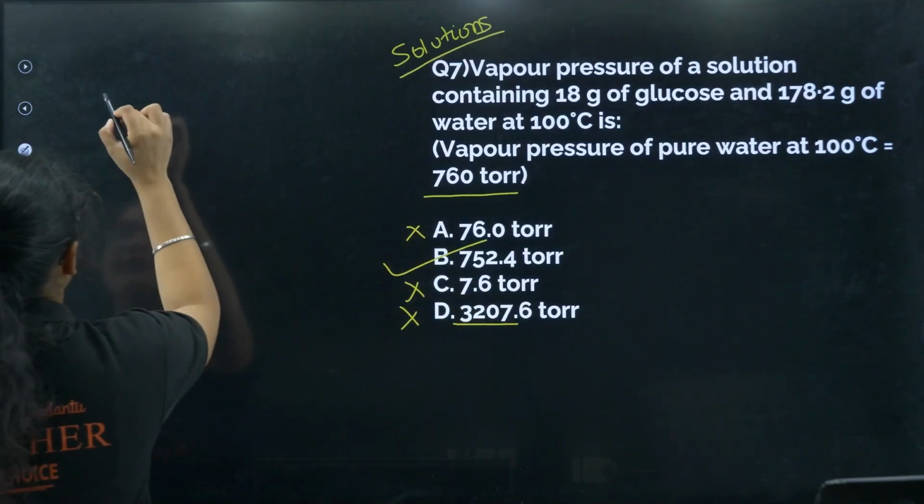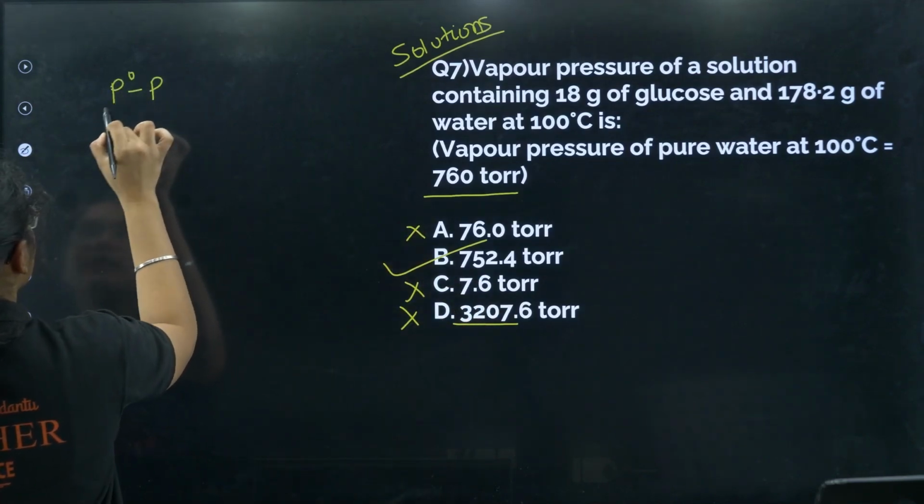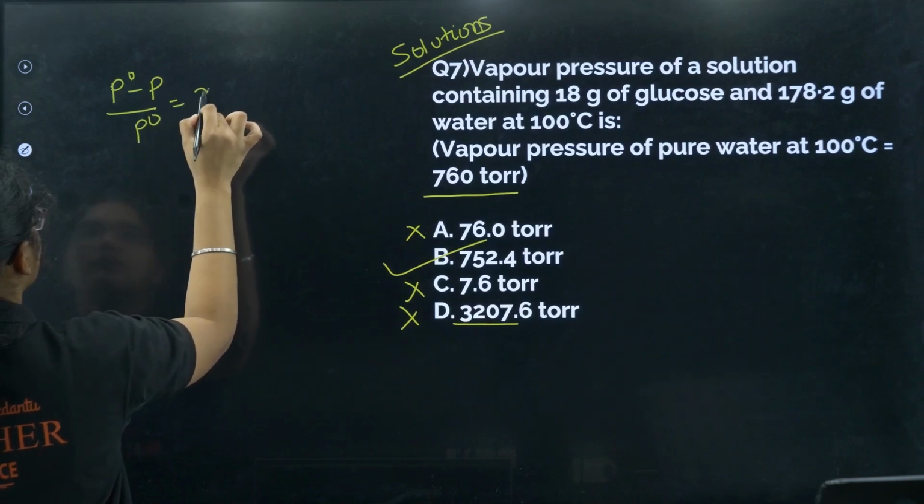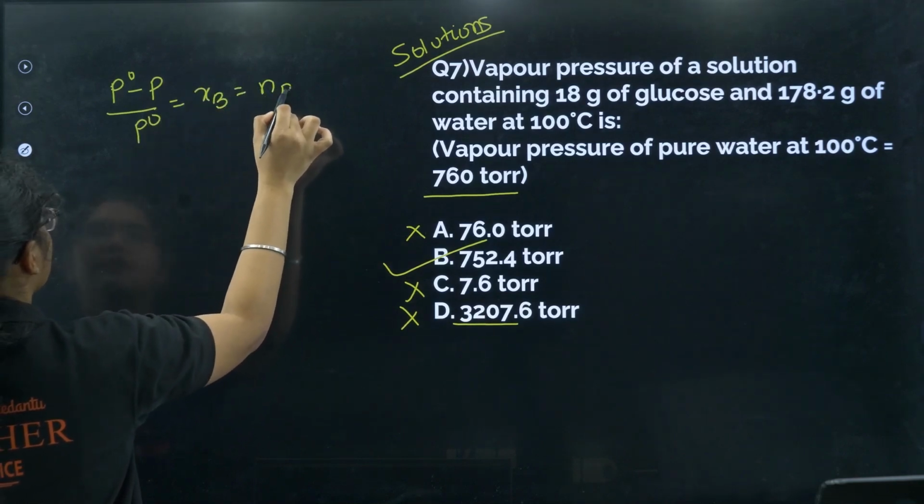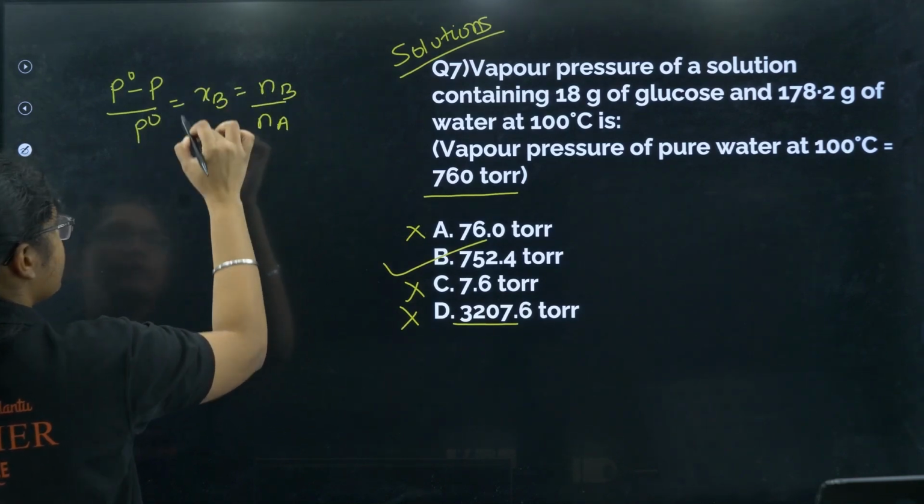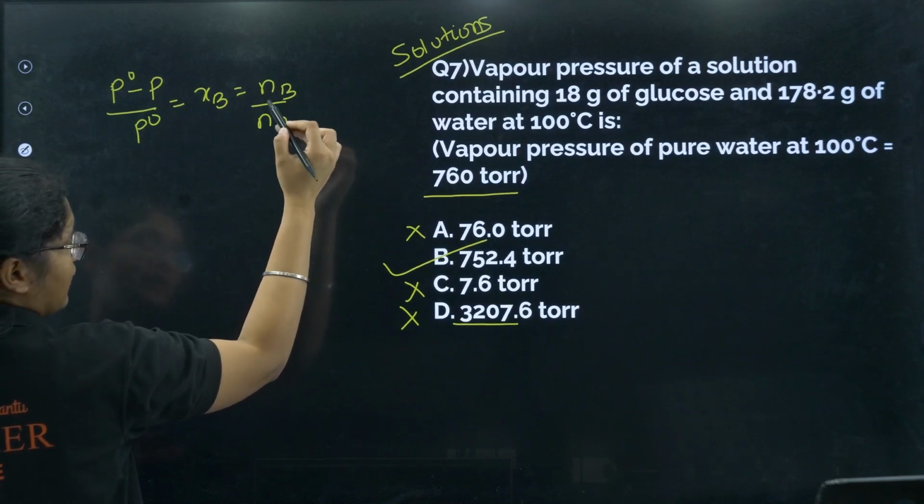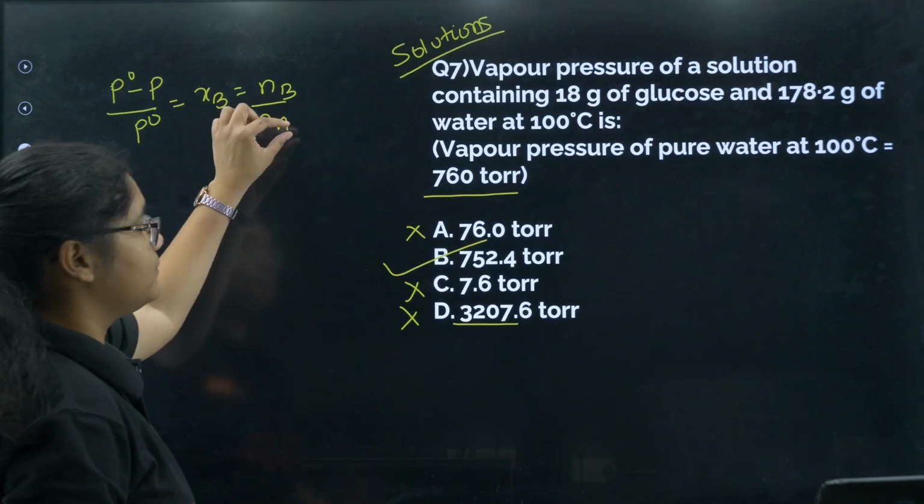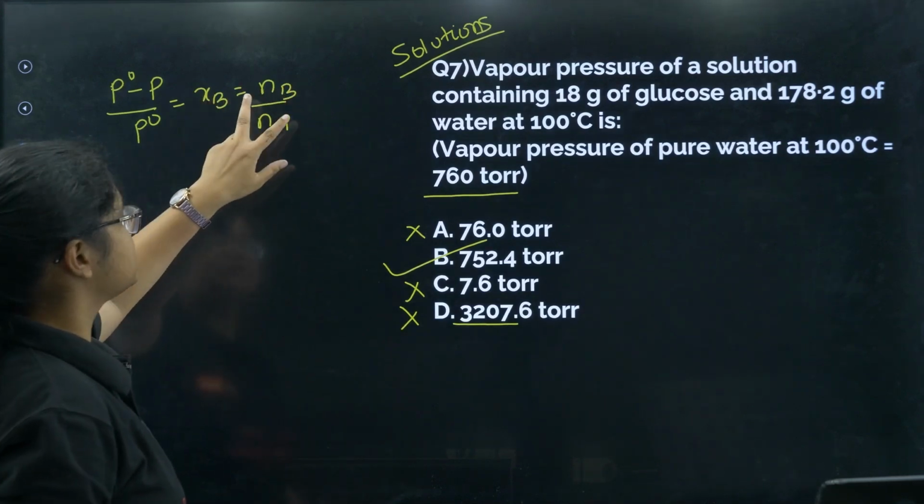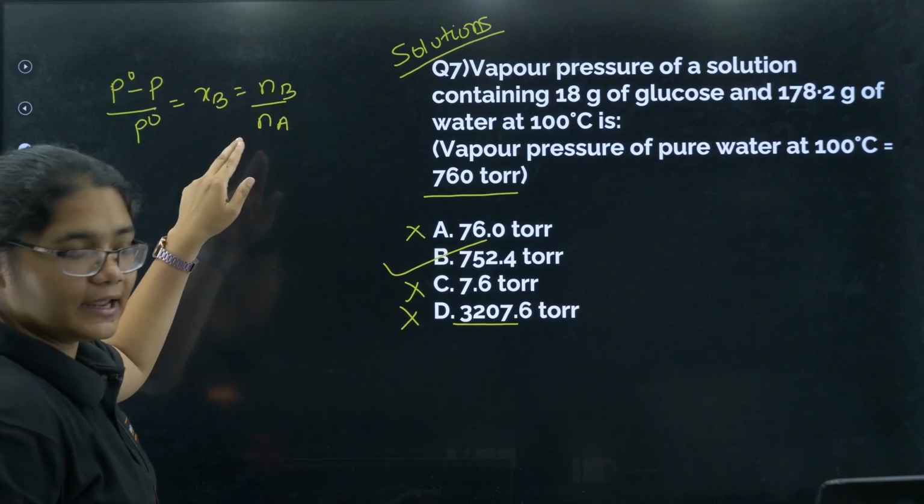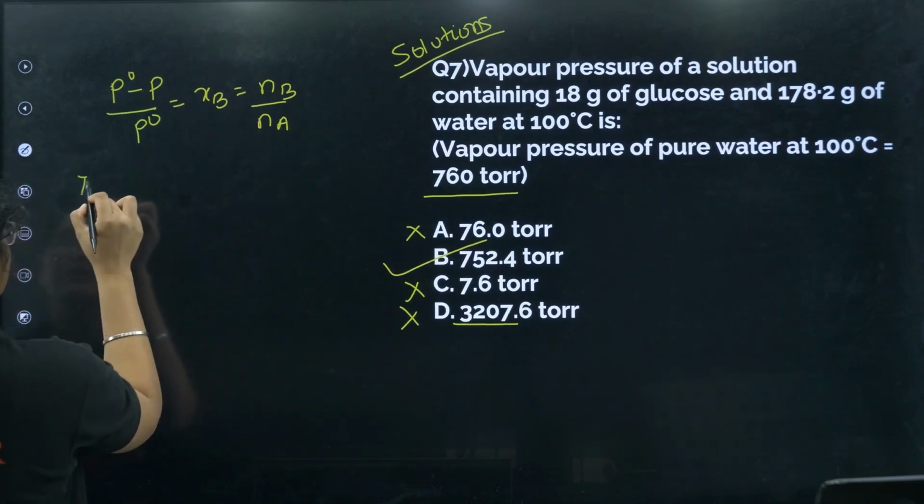We have this formula, right? (P0 - P)/P0 = XB, or NB/NA. During this type of calculation, we generally ignore the NB in the denominator. Why? Because that is very less as compared to NA. Now let me substitute the values here.